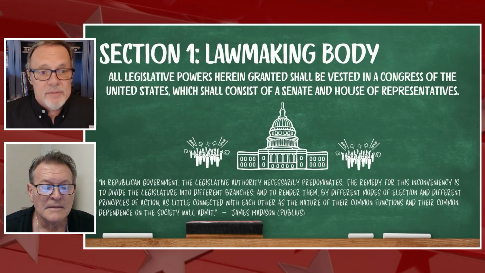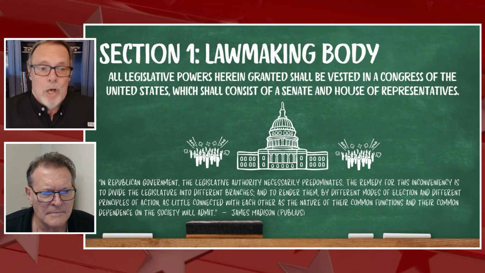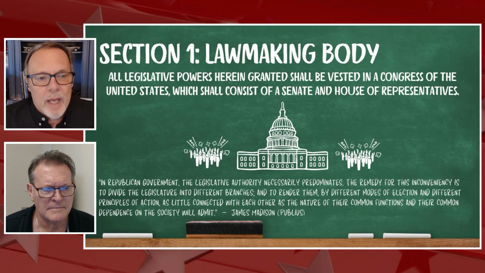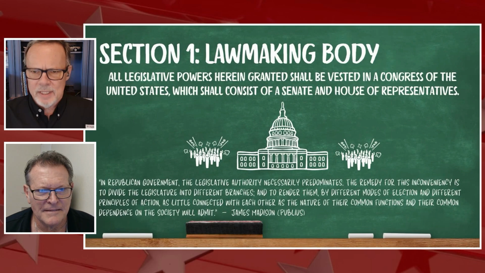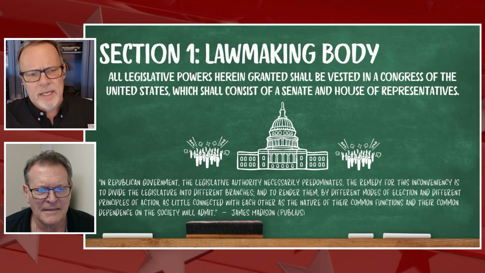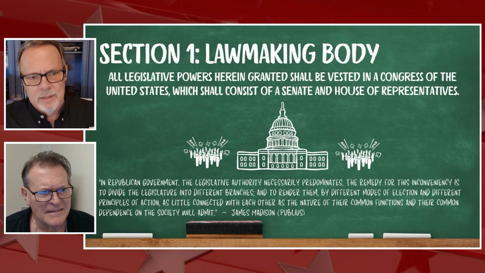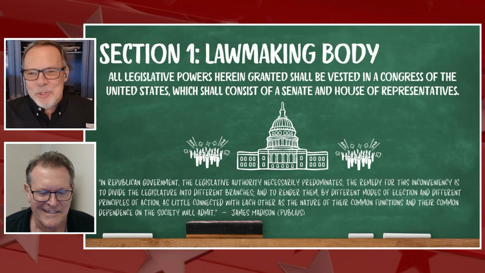So let's dig in. It consists of 10 different sections, and we're going to do a quick walkthrough of each. The first one is the most important, the lawmaking body. It kind of defines what that is. Don't worry, I'm going to read the entire Section 1 of the beginning of the Constitution. You ready? All legislative powers herein granted shall be vested in a Congress of the United States, which shall consist of a Senate and a House of Representatives. That's it.